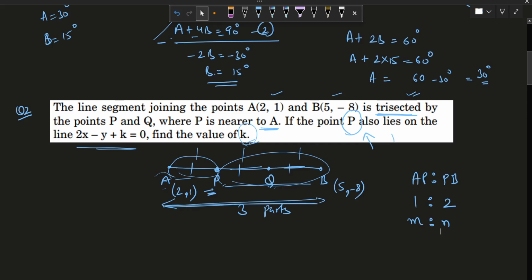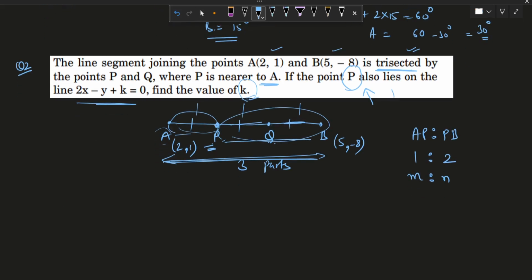You have the ratio m is to n. Now which formula to be used over here? Section formula, because we are dividing a line. So, section formula. Write down the section formula. You don't have to draw the figure, I just drew this to explain to you.